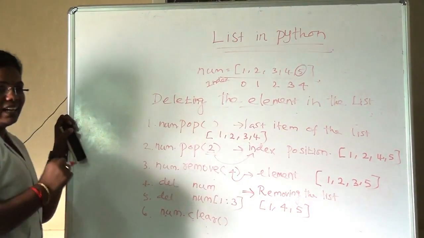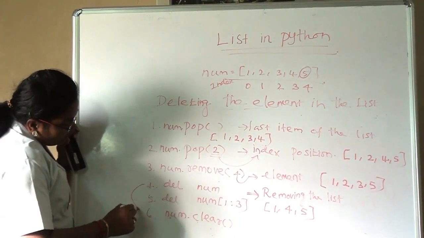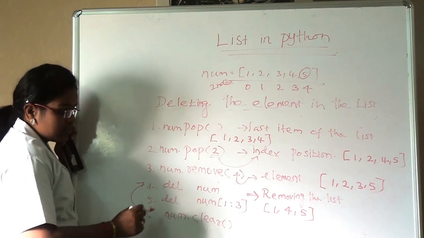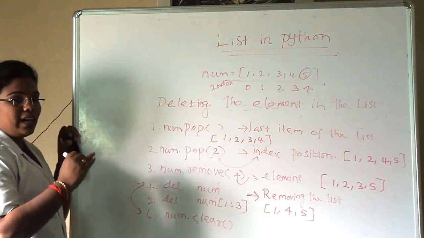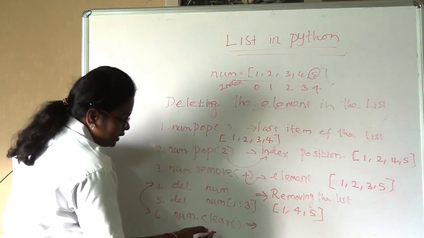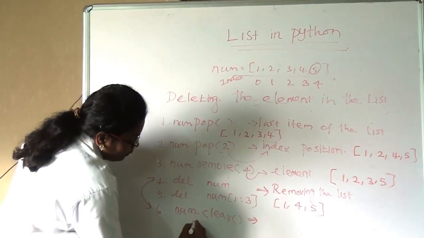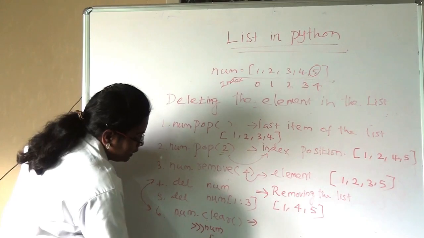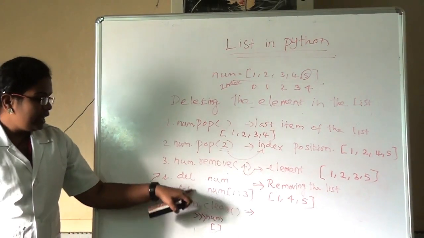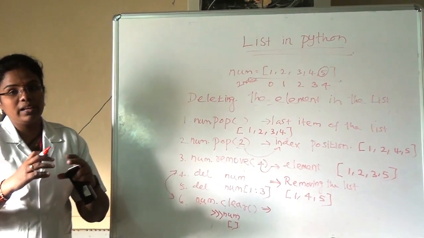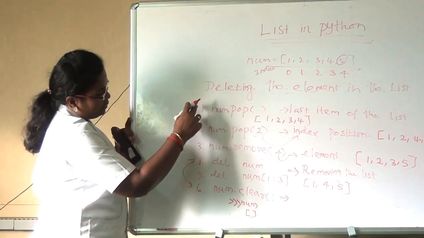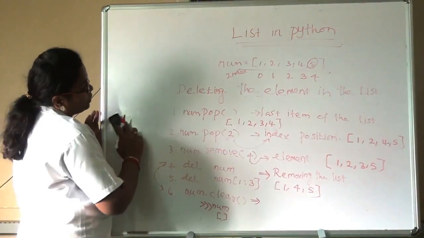Here, the clear function will clear the list, and del also deletes the whole list, so what is the difference between them? Del deletes the whole name and the content of the list. But with clear, the name is retained. After the clear method, if I print num, it will print an empty list. Only the content gets deleted in the clear method, but in the case of del, the content and the name, everything gets deleted. These are all about deleting. There are 6 methods for deleting.